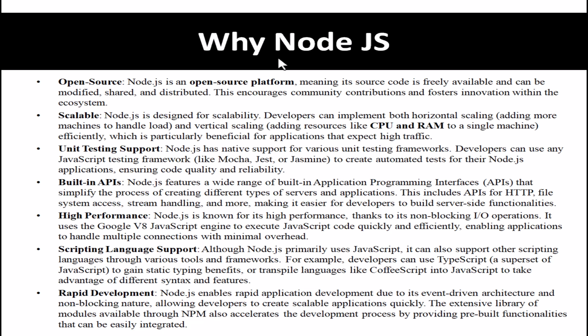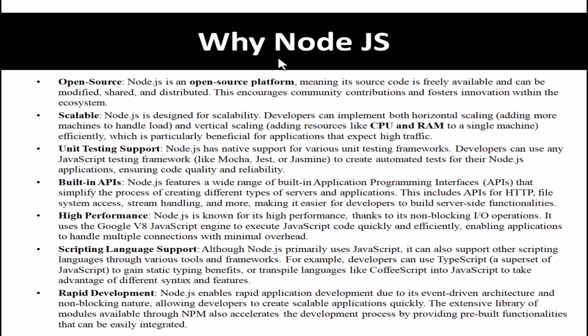You can execute the code in a faster manner. JavaScript language support. Although Node.js primarily uses JavaScript, it can support other scripting languages through various tools and frameworks. For example, developers can use TypeScript, which is a superset of JavaScript, to gain static typing benefits, or transpile languages like CoffeeScript into JavaScript to take advantage of a different syntax and features.